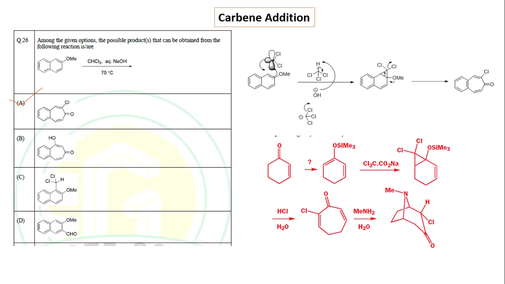Next is the carbene addition. Here 2-methoxynaphthalene on treatment with a carbene gives the tropolone derivative, and here the carbene is added to the alkene to give the cyclopropane intermediate, and this cyclopropane intermediate undergoes cleavage to give the cycloheptanone derivative.